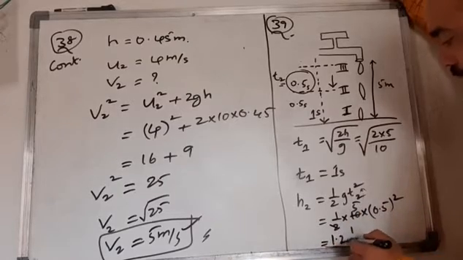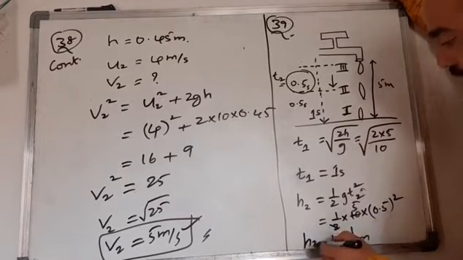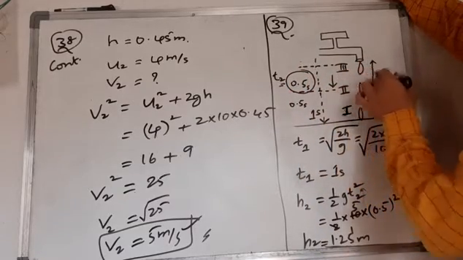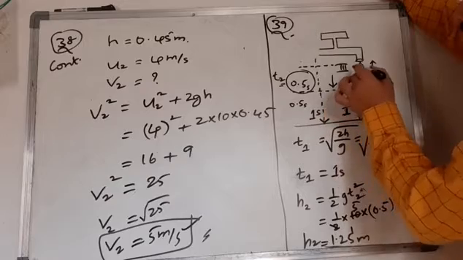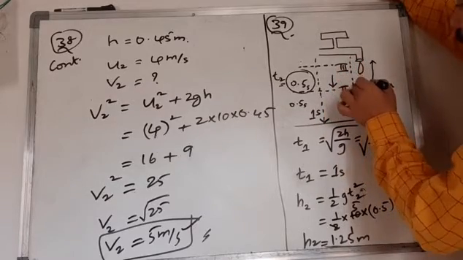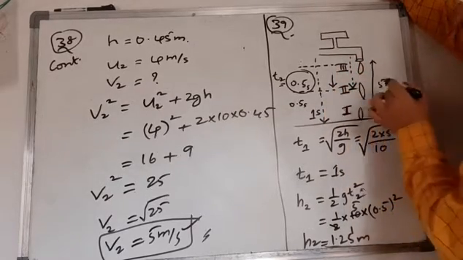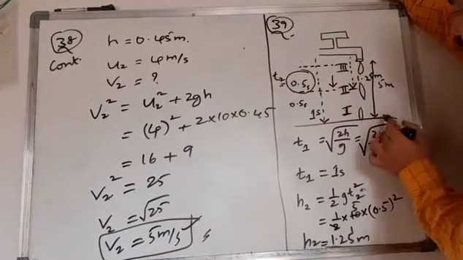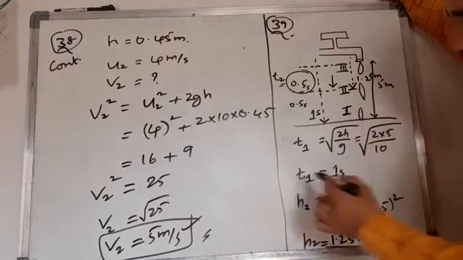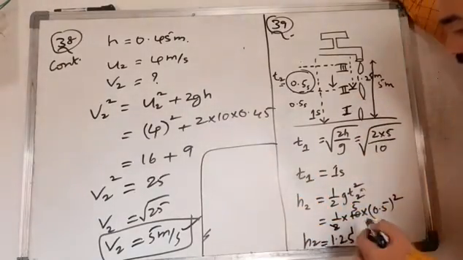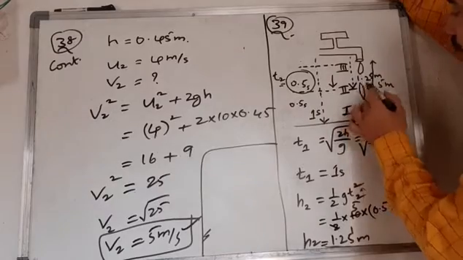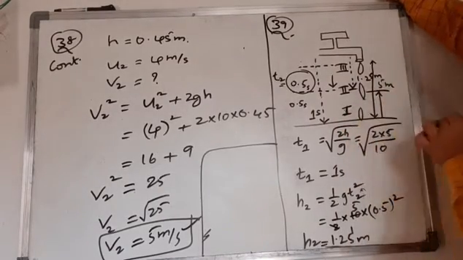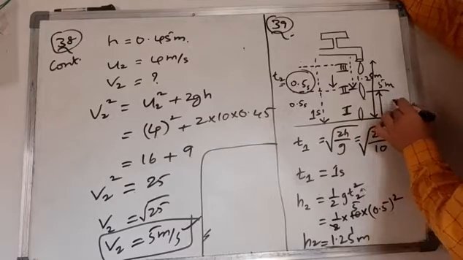So this is equal to 1.25 meters. The distance of the second drop from the tap is 1.25 meters. But he is asking from the ground how much distance it is. The distance of the second drop from the ground, how much is he asking?